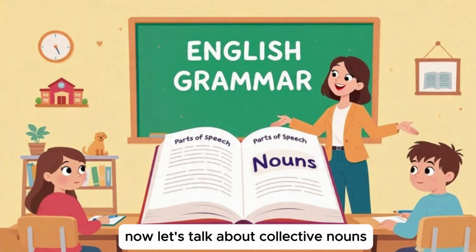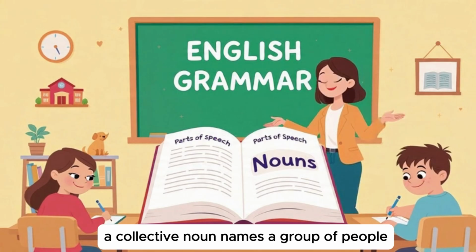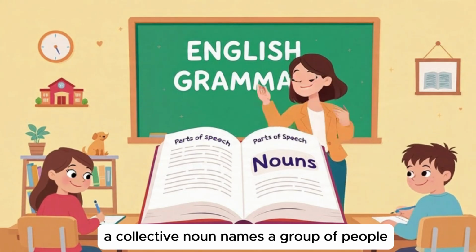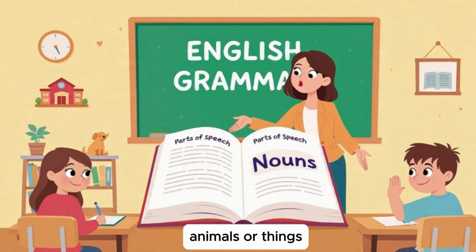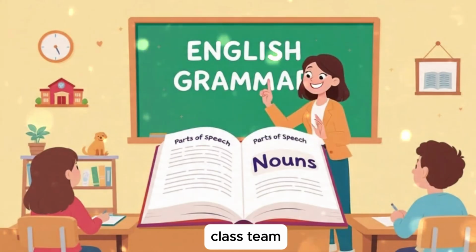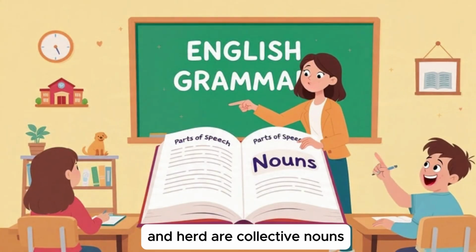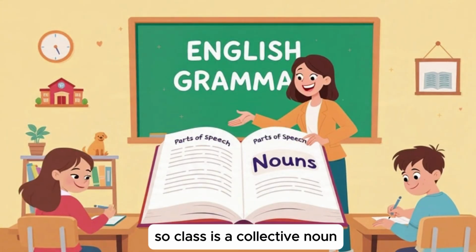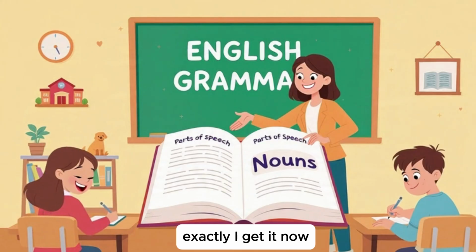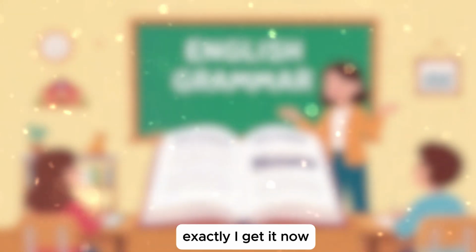Now let's talk about collective nouns. A collective noun names a group of people, animals, or things. Class, team, and herd are collective nouns. So class is a collective noun? Exactly. I get it now.